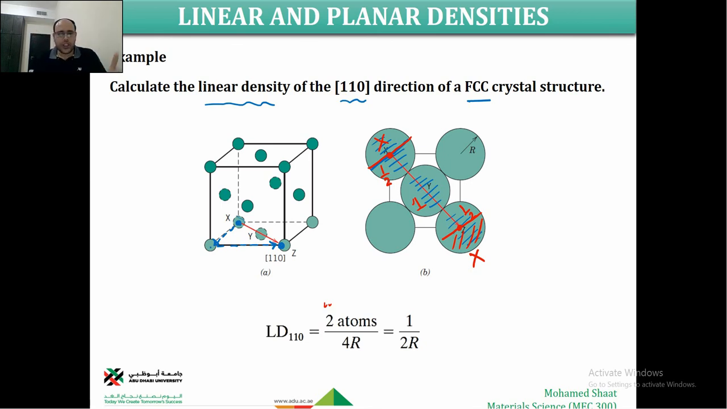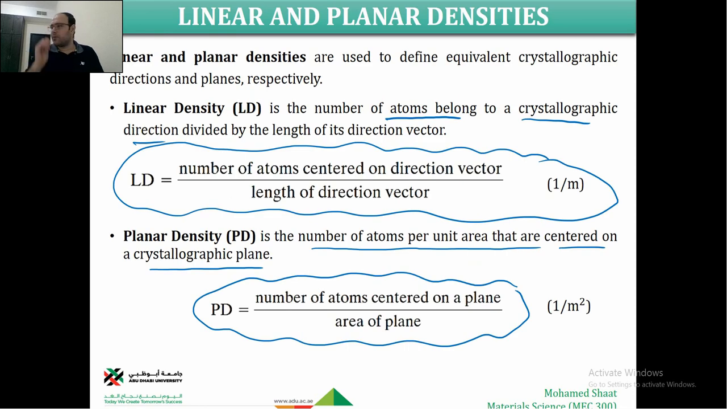For example, the linear density for the 1, 1, 1 could be different. Linear density. Or it could be the same. But anyway, for any crystallographic direction, there is a specific linear density that we can calculate based on this expression. So this expression states that you should count the number of atoms that belong to this edge, divide them by the length of this edge or this direction.